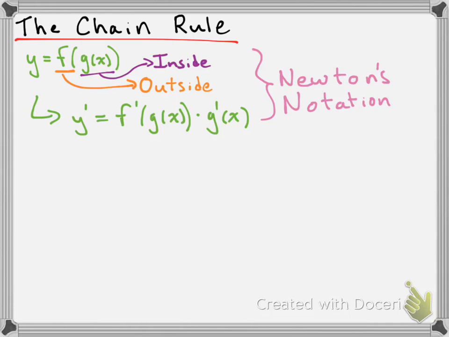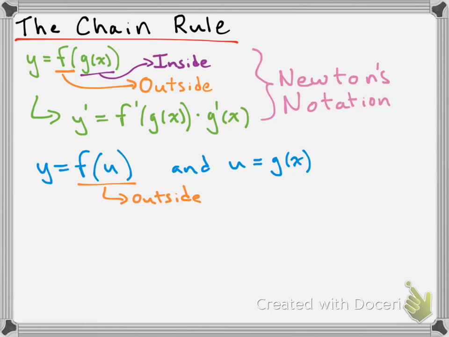But of course, we could also write it out in Leibniz notation. So let's talk about how that would look in Leibniz notation. You'll see me use Newton's notation most often, but Leibniz notation can also be used. So in Leibniz notation, we can define our composite function like this. We have a function y, which is a function of u, right? So you can write that as y equals f of u. And we keep in mind that u is basically just the function g of x. Okay, so in this particular case, f of u is the outside function, and u equals g of x is my inside function.